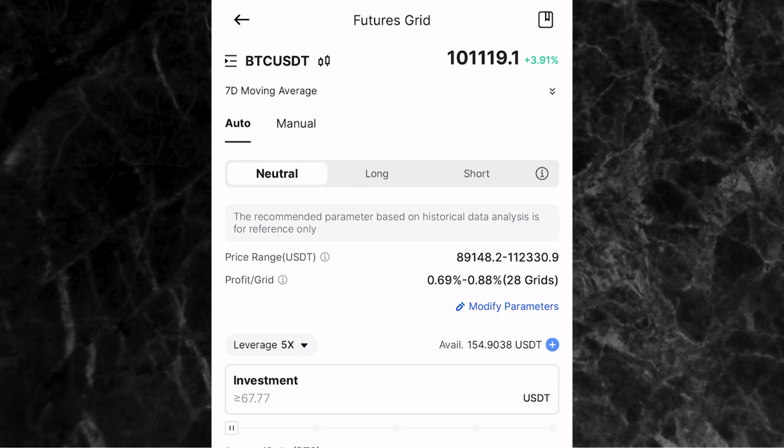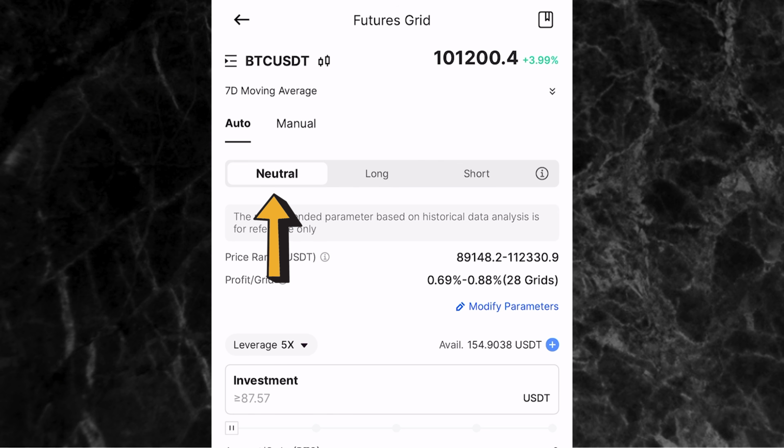Now the difference here is that you can decide to long, you can decide to short, and you can decide to be neutral. Remember, for spot trading, in case you don't know, you can only make money when the market is going up. But for futures trading, you can decide to make money when the market is going down or when the market is going up. You can see right here you have 3 options: neutral, long, and short.